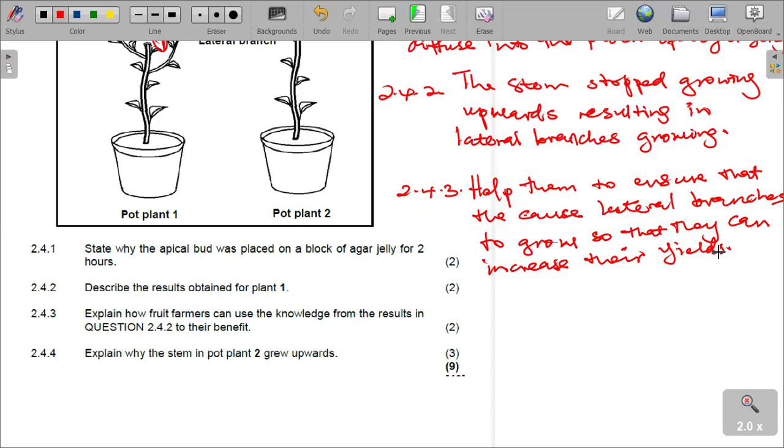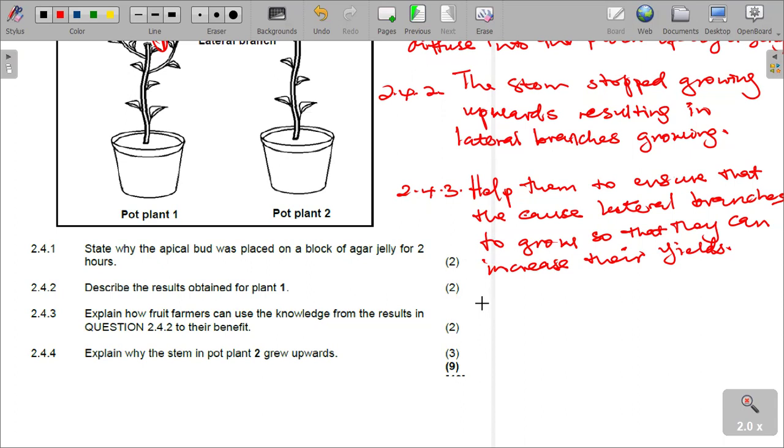They can also make sure that their fruits increase in yield because of the growth of many branches. Also, as you can see again, when the apical tip of this plant was cut, it grows shorter. So they would ensure that they can make their trees grow shorter.